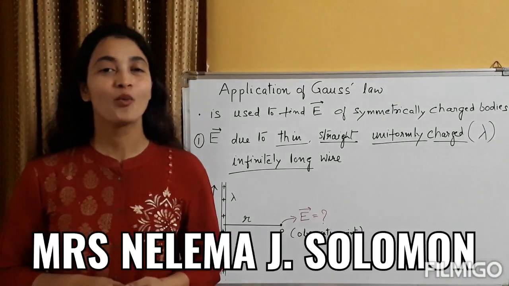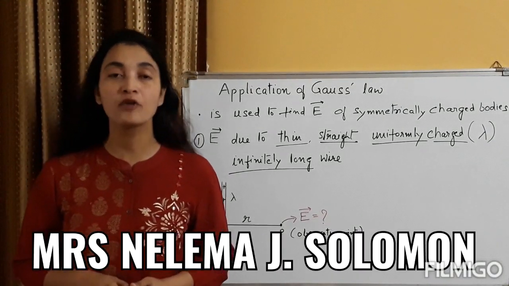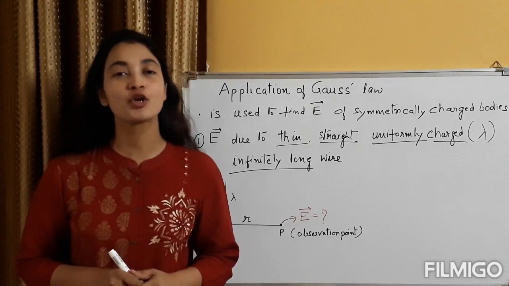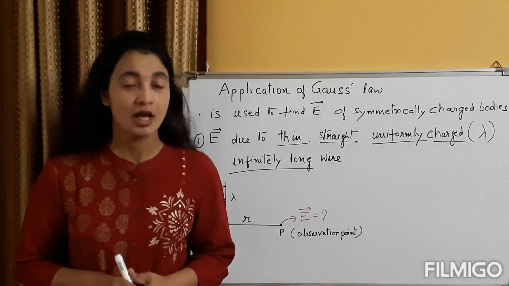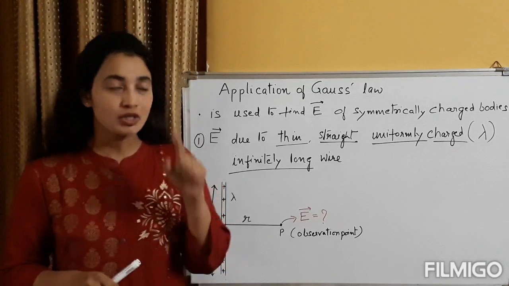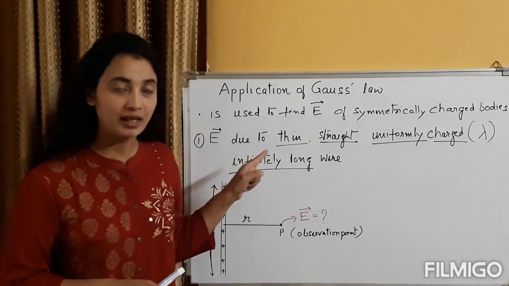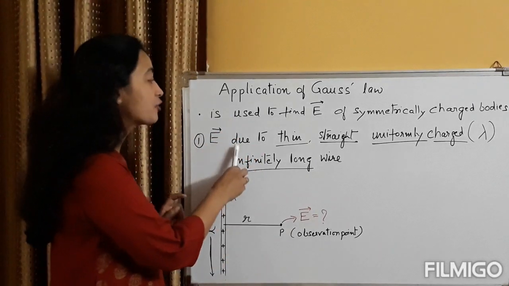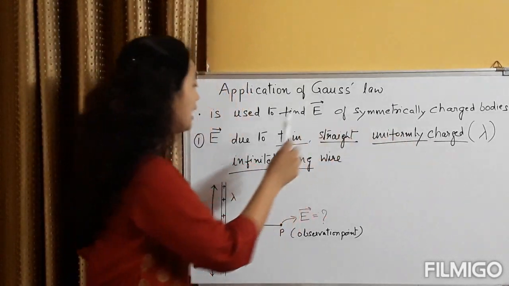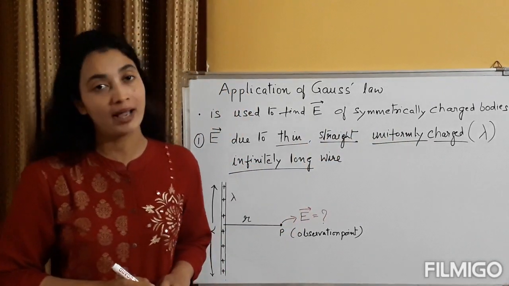Hello students, welcome back. We are on the way of studying one of the important segments of electrostatics, that is Gauss Theorem and its applications. We will be covering three important applications of Gauss Theorem. Today we will be dealing with the first application, that is to find the electric field due to a thin, straight, uniformly charged, infinitely long wire.